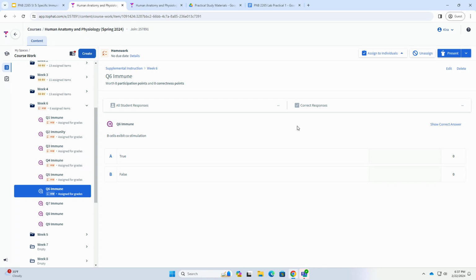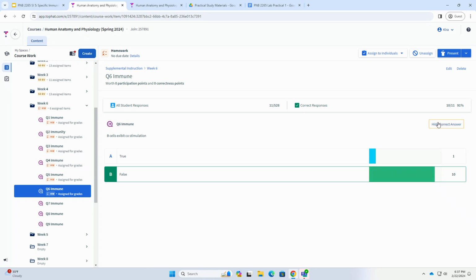B cells exhibit co-stimulation. True or false? So this one is false. Co-stimulation, again, refers to the CD4, CD8, CD28 binding, and B cells don't have that. They engulf the antigen.